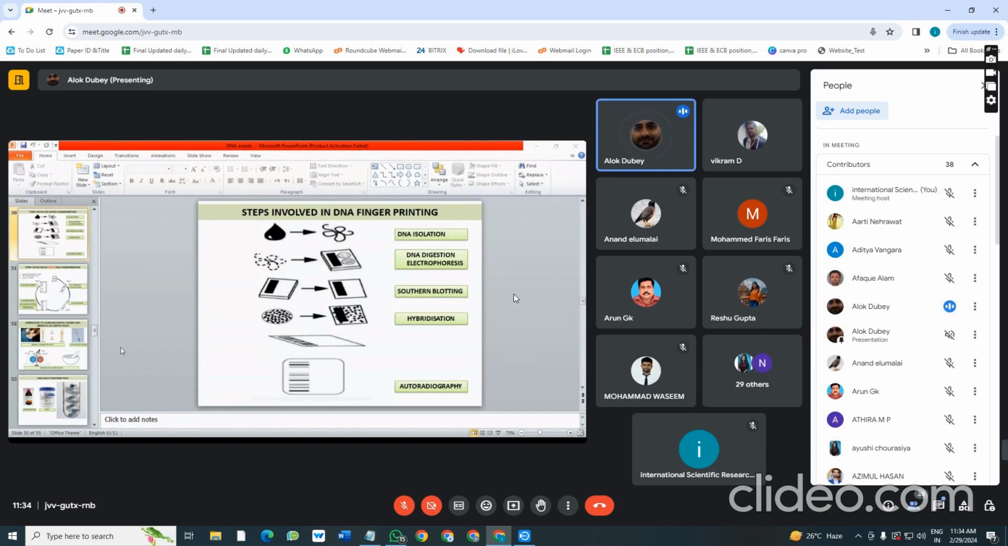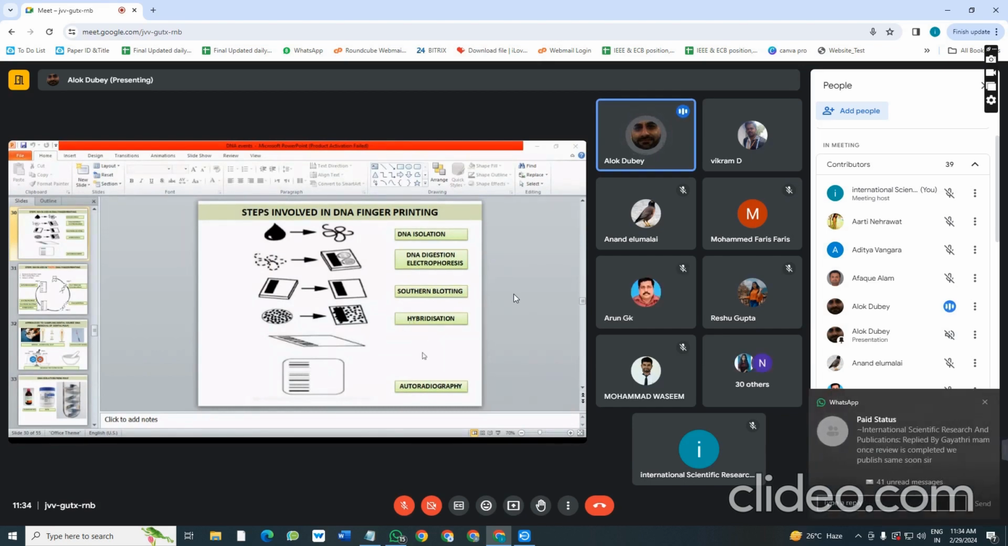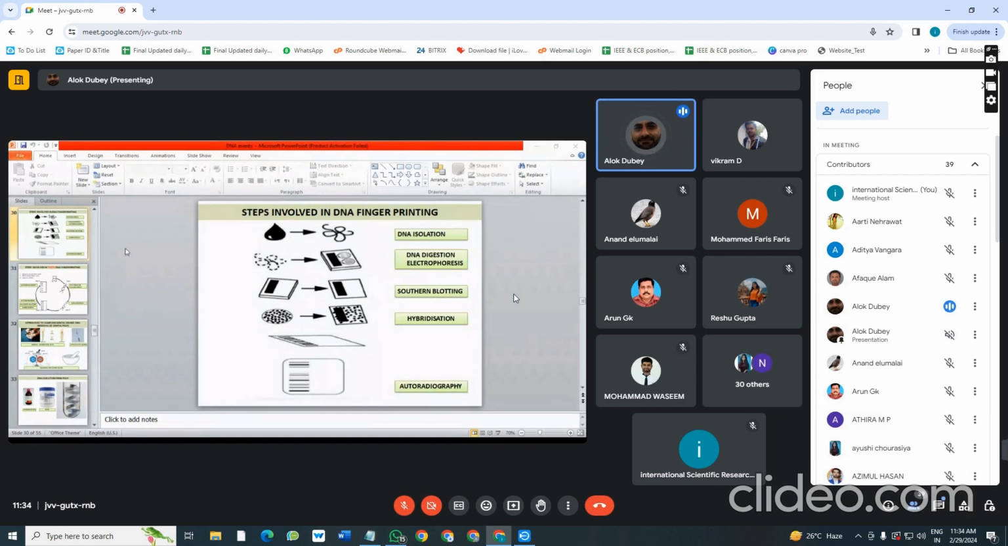Next step is the extension. Now it has started forming the new strand. At the end of the extension process, new DNA molecules will be formed from each strand. That is, we started with one strand, and at the end, we will have two strands of DNA.